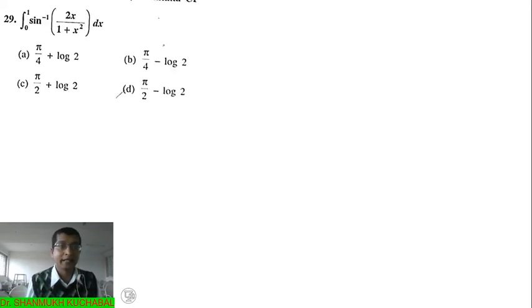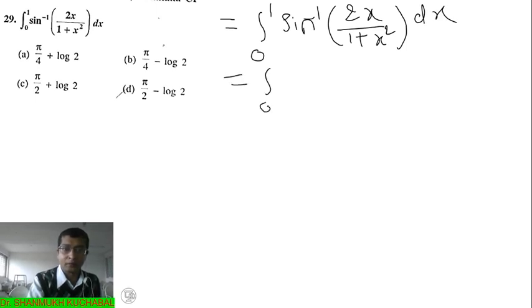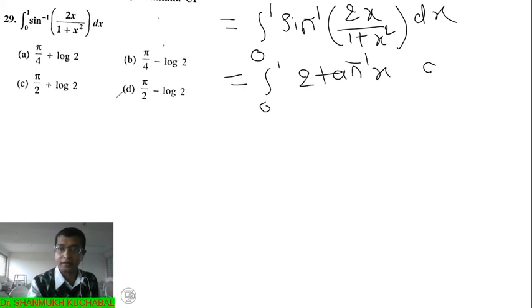Integration 0 to 1 of sin inverse of 2x divided by 1 plus x square dx. In order to solve this, we use trigonometric formulas, that is integration 0 to 1 of sin inverse of 2x divided by 1 plus x square into dx. Using the inverse trigonometric formula, it becomes 2 tan inverse x into dx.